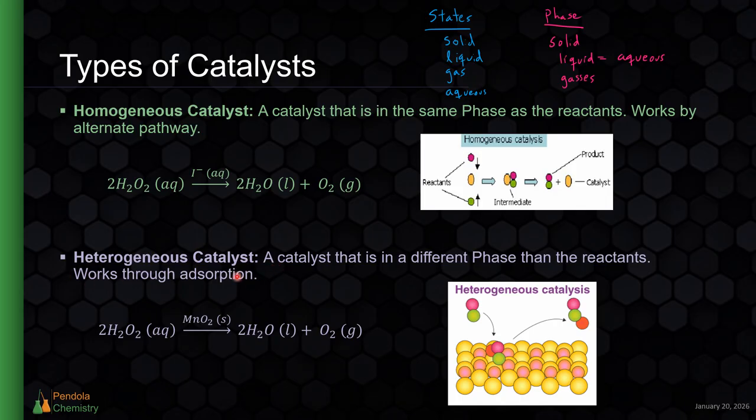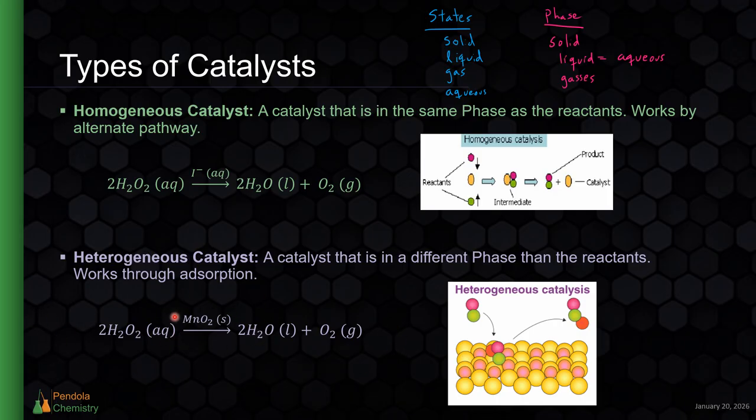And it works through a process called adsorption. So that same reaction of peroxide can actually be done with manganese dioxide, MnO2. When peroxide is exposed to manganese dioxide, which is a solid, it still decomposes into water and oxygen, and it does it at a much quicker rate than normal. This is the reaction that we normally do for a demonstration called the genie in a bottle demonstration. I'm going to do that later this week as well.